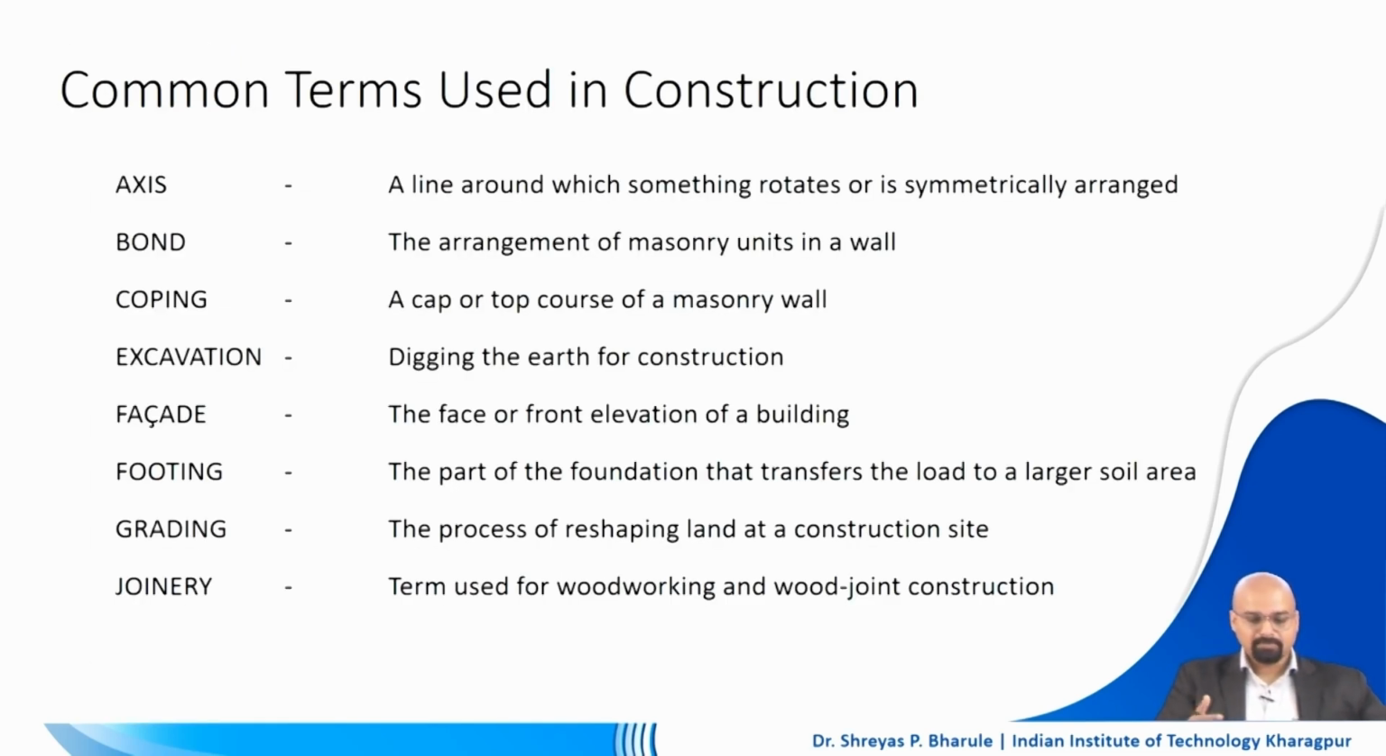Lastly, as we move to the terminal part of the presentation, there are certain commonly used terminologies which one needs to be very well familiar with. So you have axis, you have bond, you have coping, you have excavation, you have facade, footing, grading and joinery. So axis is a line along which an object will rotate. A bond is basically an arrangement with which the masonry is connected.